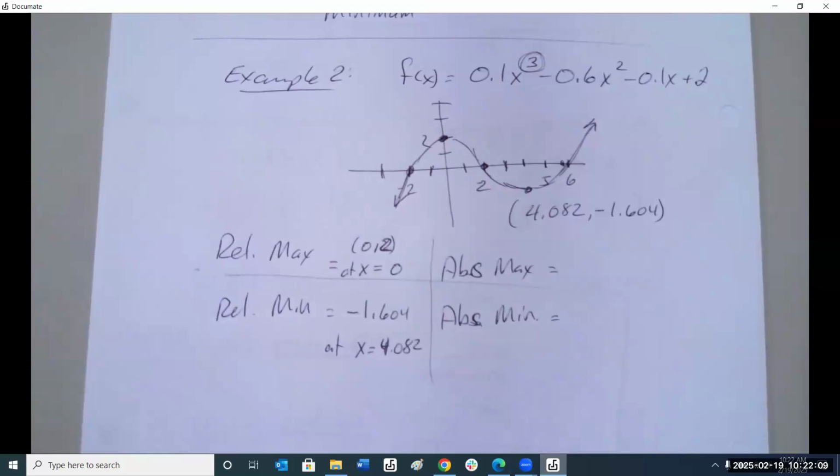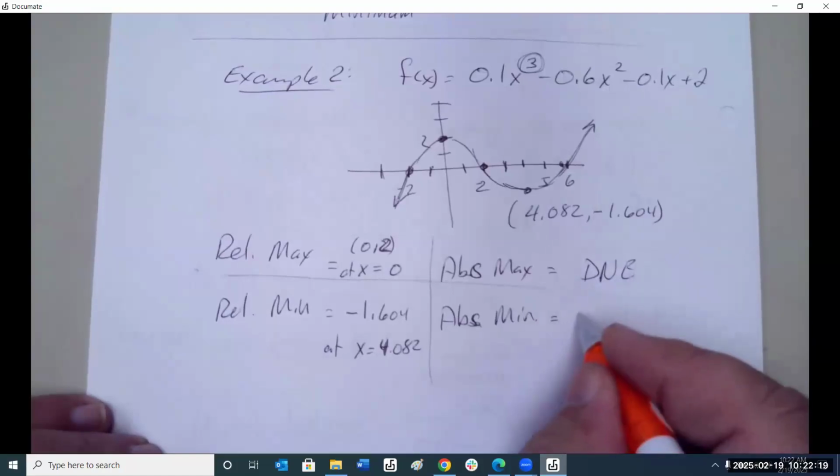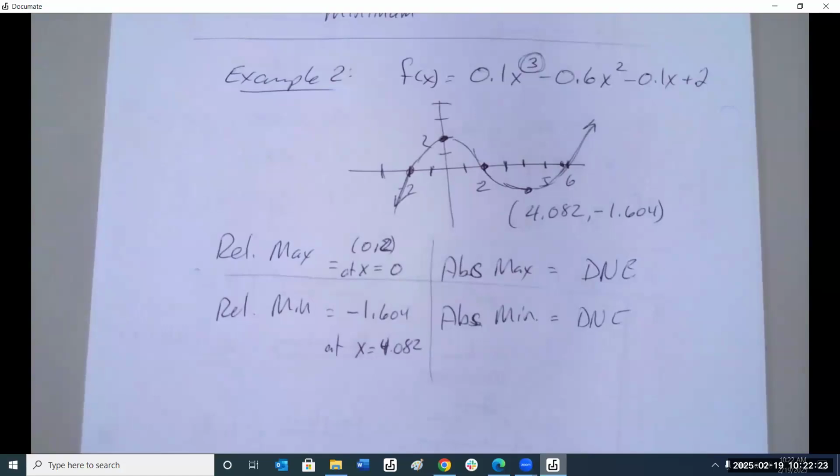We want to know what the value is and at what x location. Do we have an absolute maximum, absolute minimum? Does not exist, because it goes on forever in both directions.